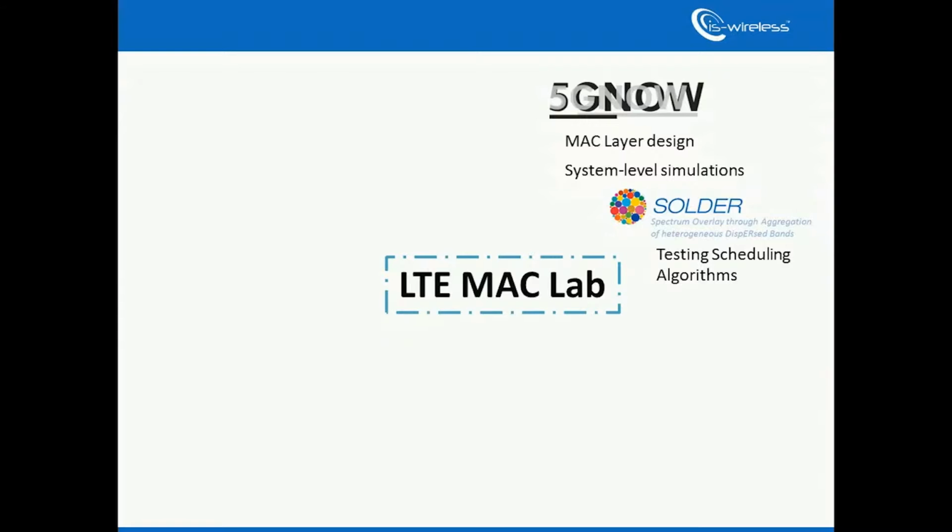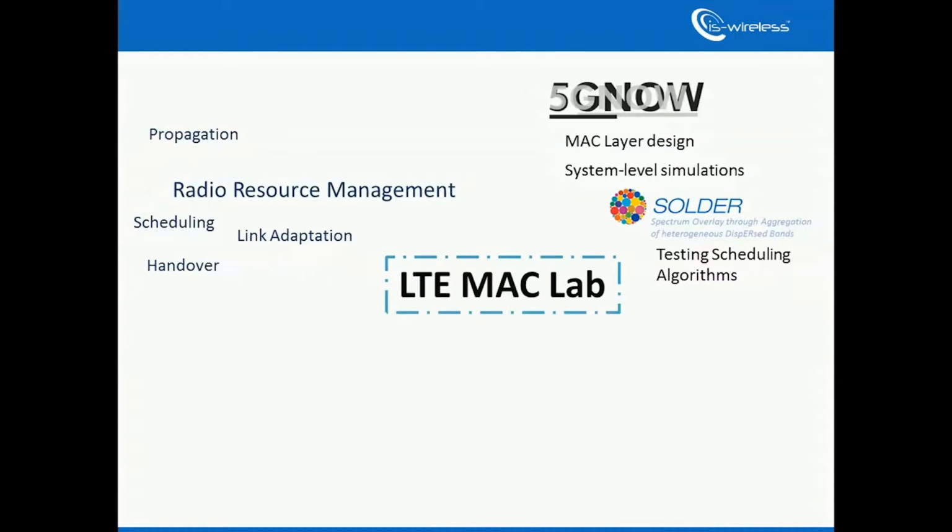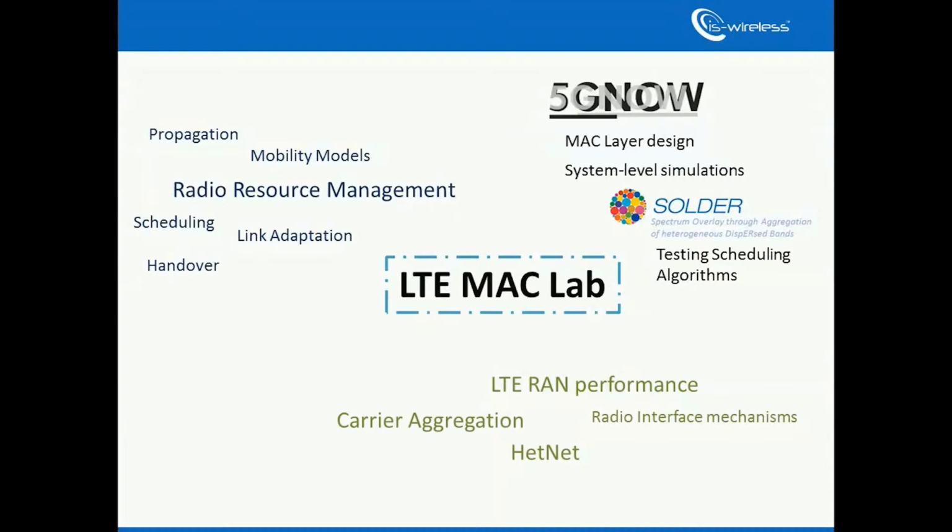LTE MAC Lab truly reflects the dynamic behavior of an LTE RAN focusing on radio resource management issues. It implements features such as scheduling, handover, and link adaptation, together with various propagation, path loss, shadowing and multipath, and mobility models. LTE MAC Lab allows users to analyze performance of LTE RAN and understand the dynamic mechanisms of the radio interface, including support for heterogeneous networks and carrier aggregation.